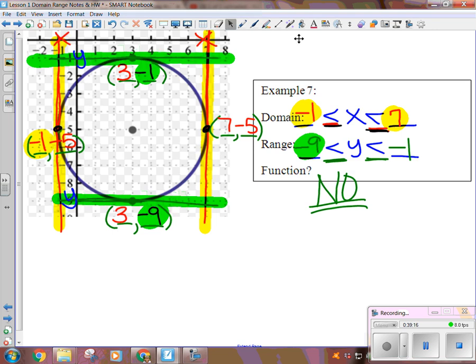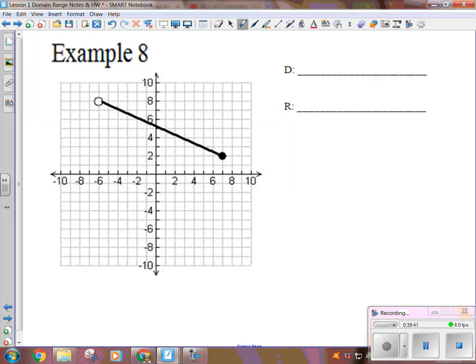If you mark it off, think about farthest to the left to farthest to the right, lowest to highest, you should get the same answers that we got here. Again, all of them needed equals because they had solid circles, so those points are included. Function is no. Hope you can see that if you draw a vertical line, it touches more than once.